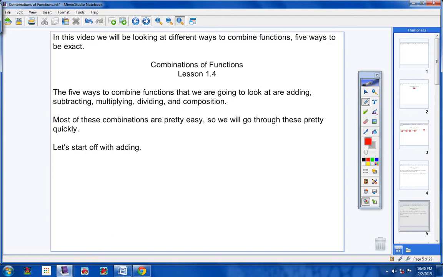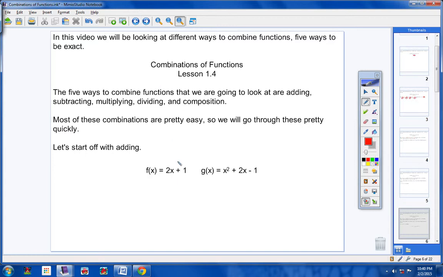Let's go ahead and start off with addition, okay? Copy these two functions in your notes, if you would please. f of x equals 2x plus 1, and g of x equals x squared plus 2x minus 1, okay? Now the first thing I want to show you guys while you were copying these two functions down is the notation for adding functions. This is acceptable, f plus g of x, and this is acceptable, f of x plus g of x. Okay.